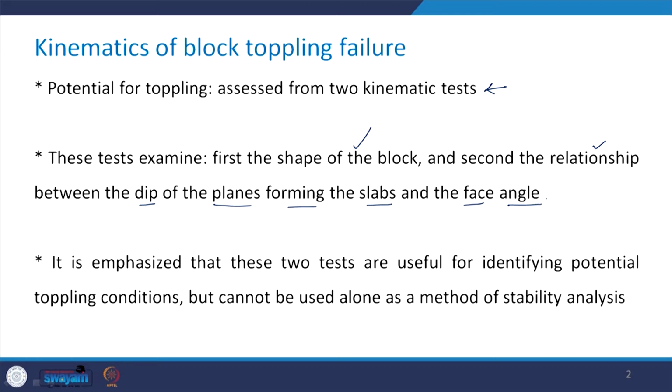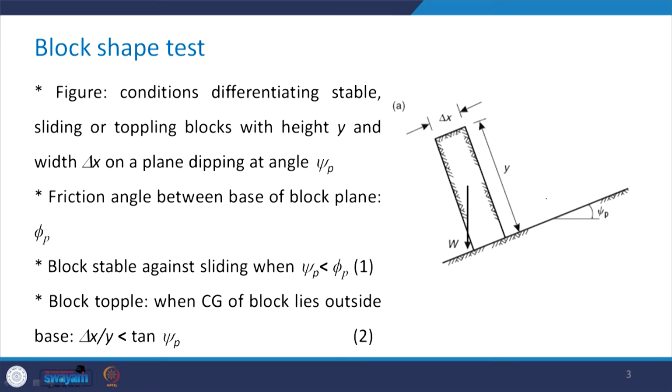It is emphasized that these two tests are useful for identifying the potential toppling conditions, but these should not be used alone as the method of stability analysis. We need to be careful about it. First, coming to the block shape test.